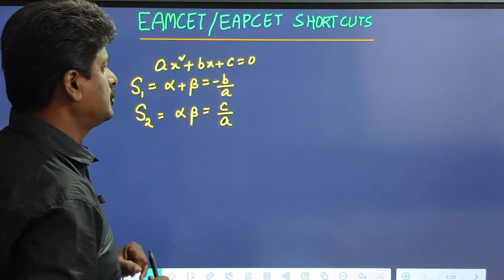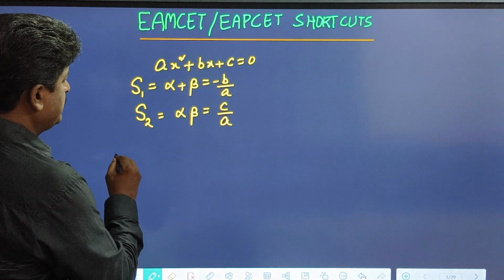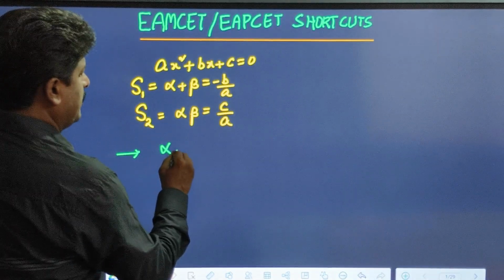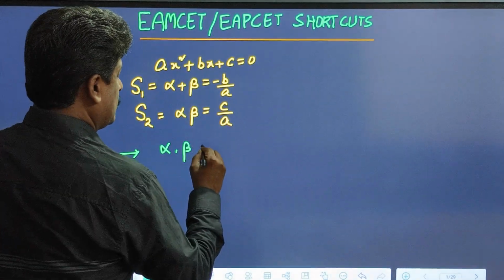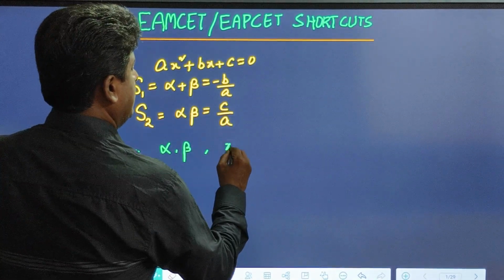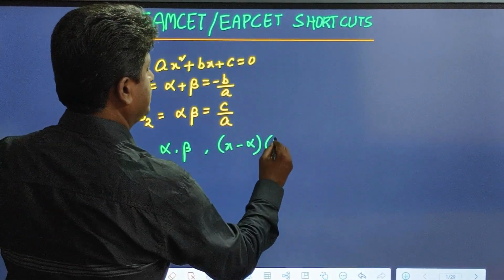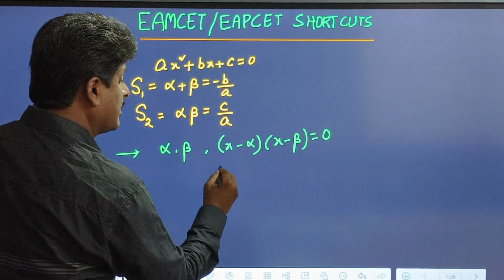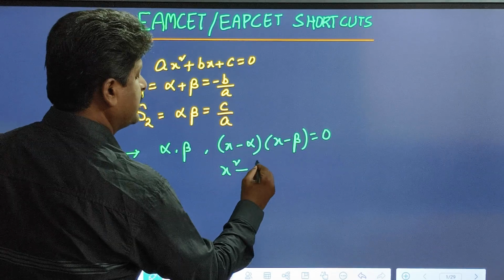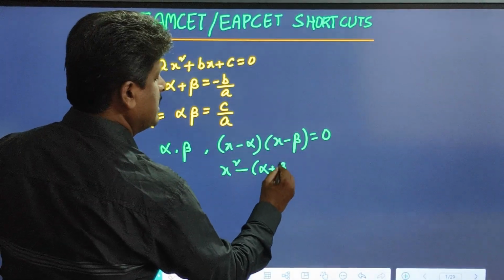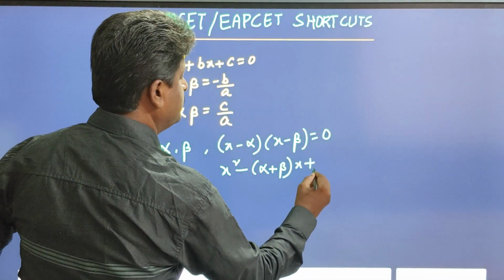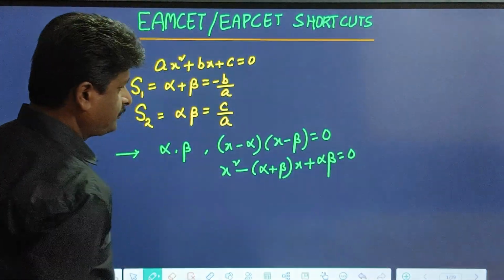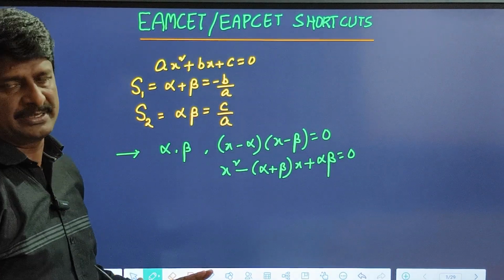Okay, and also formation of a quadratic equation. Suppose roots are alpha comma beta, the quadratic equation is x minus alpha into x minus beta is equal to 0. Simply, or otherwise after the simplification it can also be written as x square minus of alpha plus beta into x plus alpha beta is equal to 0. So these are the basic concepts.